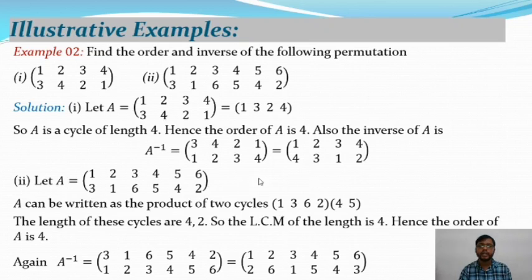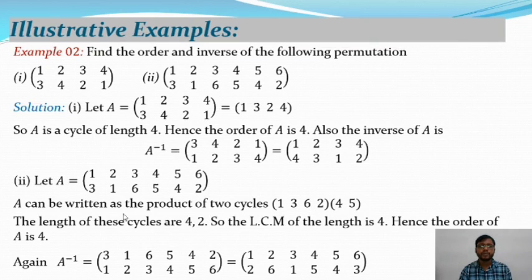And it can be written as a product of two cycles. So that means 1 3, 3 6, 6 2, 2 1. Okay, so this cycle is closed. So that means (1 3 6 2) of length 4, and 4 goes to 5, 5 goes to 4. This is another cycle of length 2.